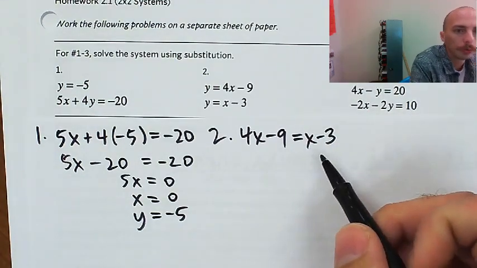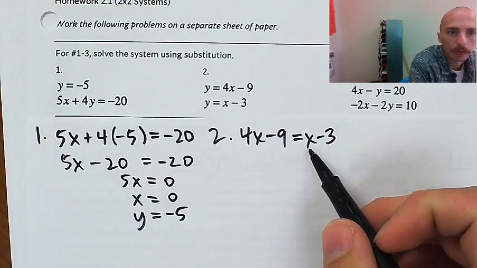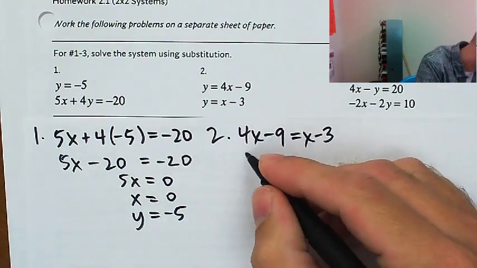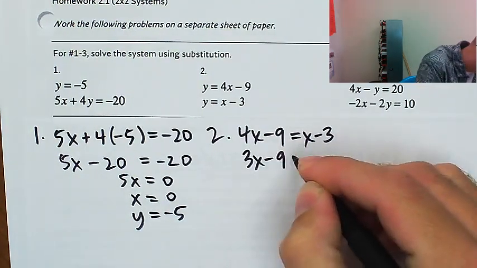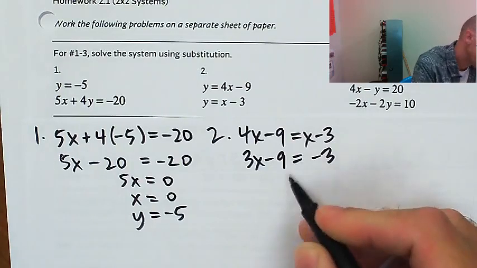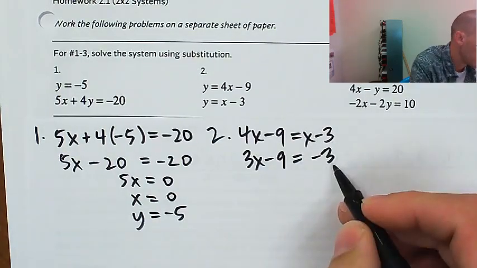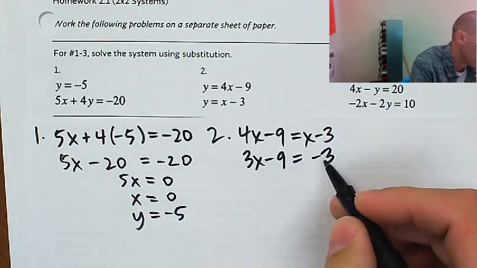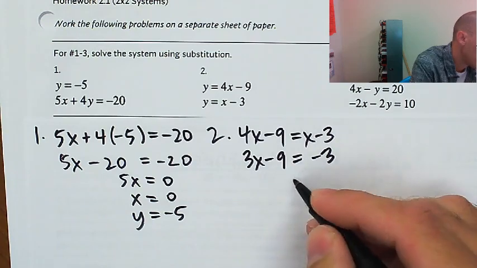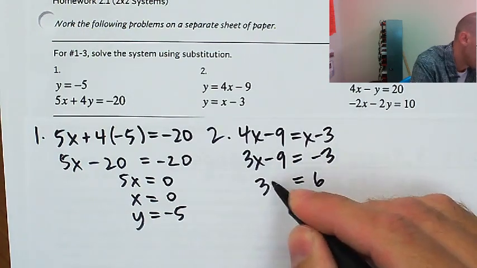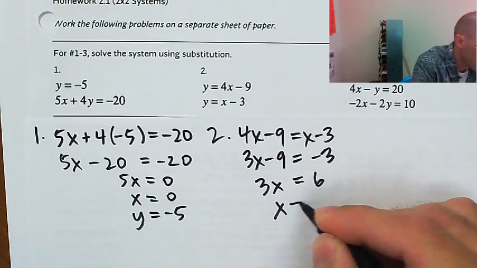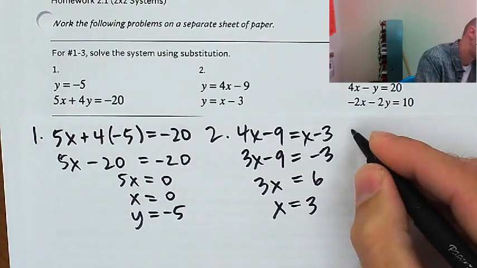I'm going to collect all my x's to one side, so I think I'm going to subtract 1x from both sides. And then I'm going to add 9 to both sides, get all the numbers over here. And so if I take -3 and I add 9, that would be 9 minus 3, that'll be 6. And then I'll divide both sides by 3, and that will be x equals 3.